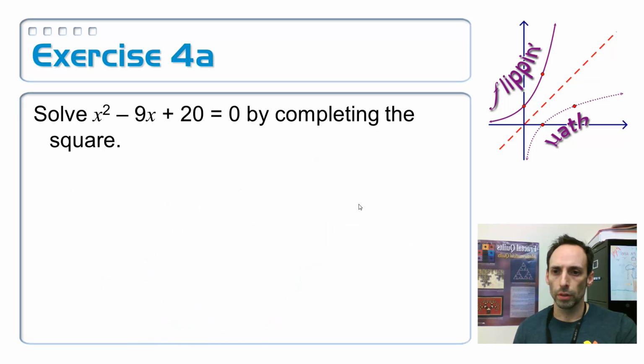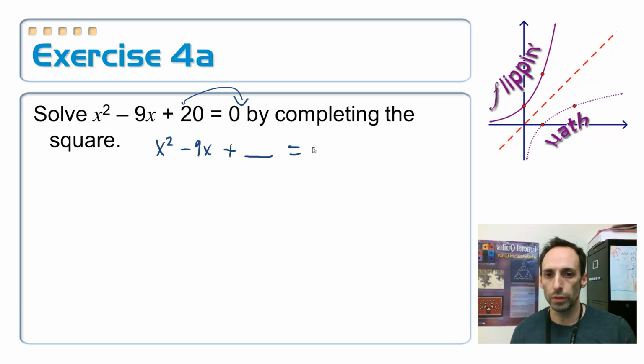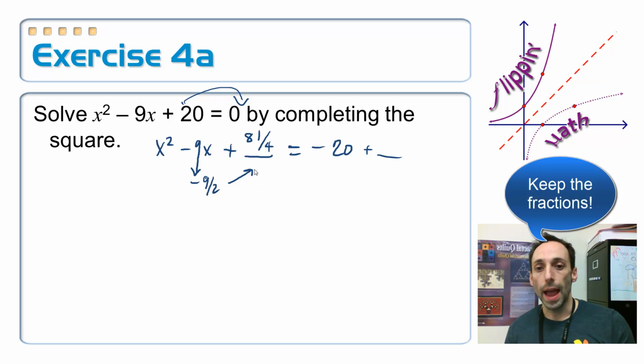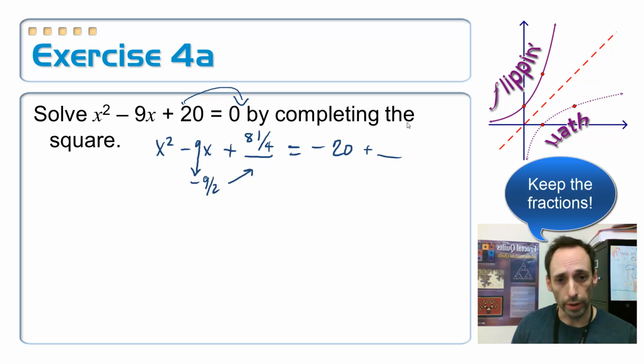Okay, so let's try one where you have an odd middle term. Ouch. So now we're going to have some fractions in there, but hey, don't worry, we can handle this. Still do it exactly the same way. X squared minus 9x plus blank equals, and we need to subtract this 20 over here, so minus 20 plus blank. Complete the square, take half of this, I get negative 9 halves, keep the fraction, square it, 81 over 4, square top, square bottom. Added 81 over 4 to the left, so add it to the right.